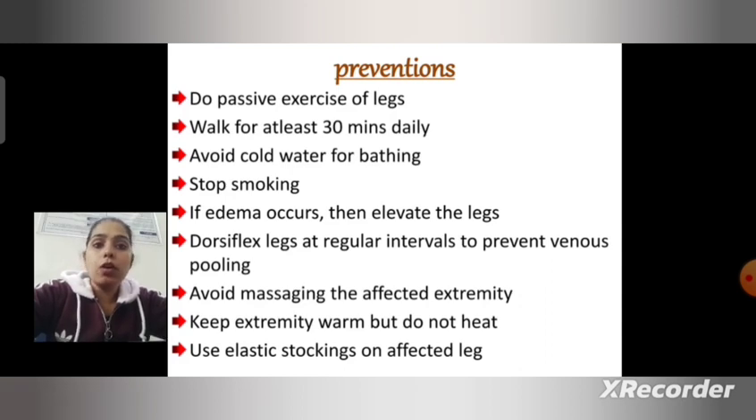avoid cold water for bathing, stop smoking. If edema occurs, then elevate the leg. Dorsiflex legs at regular intervals to prevent venous pooling. Avoid massaging the affected extremity. Keep extremity warm but do not heat. Use elastic stocking on affected leg.